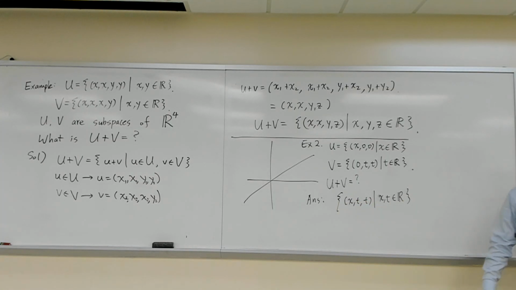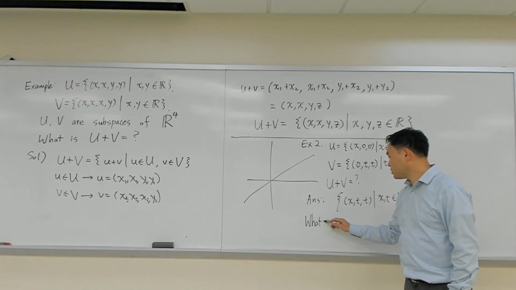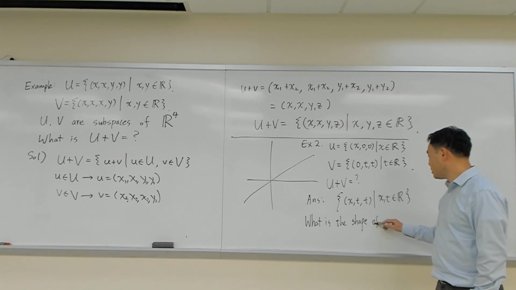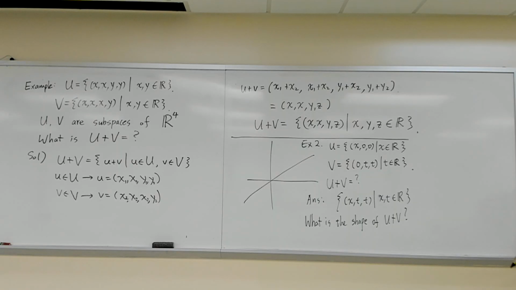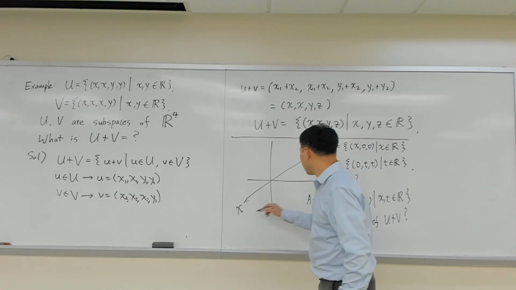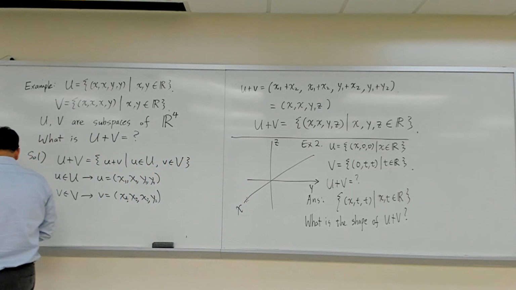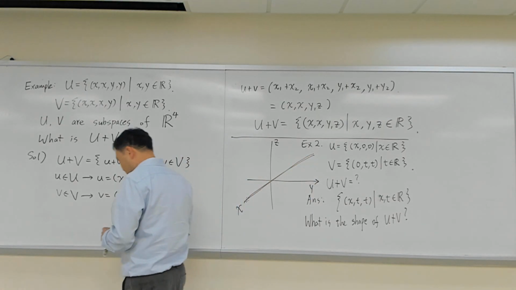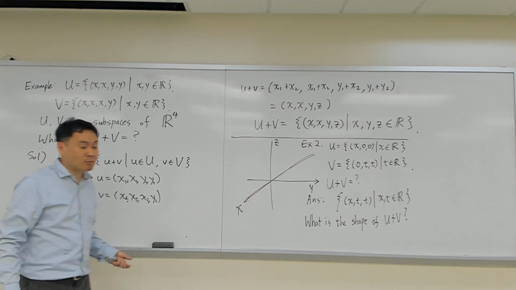But what I really want you to think about is, what is the shape of U plus V? And in order to answer that, let's say this is x, that's y, that's z. Let's first think about these subspaces. So first of all, U is the x-axis itself, right? Now who can tell me what V is? What's the geometric shape of V?